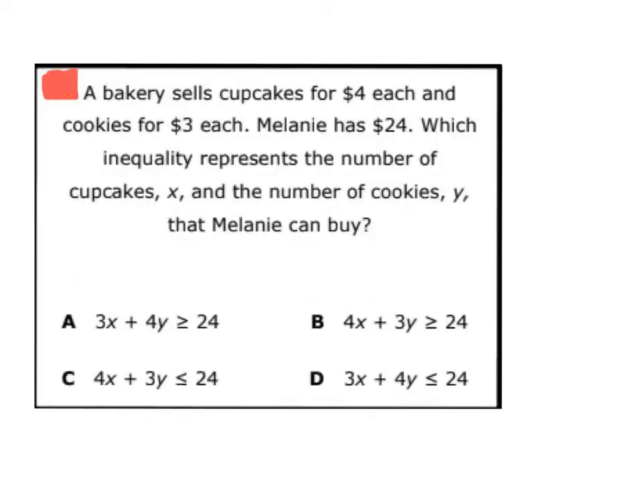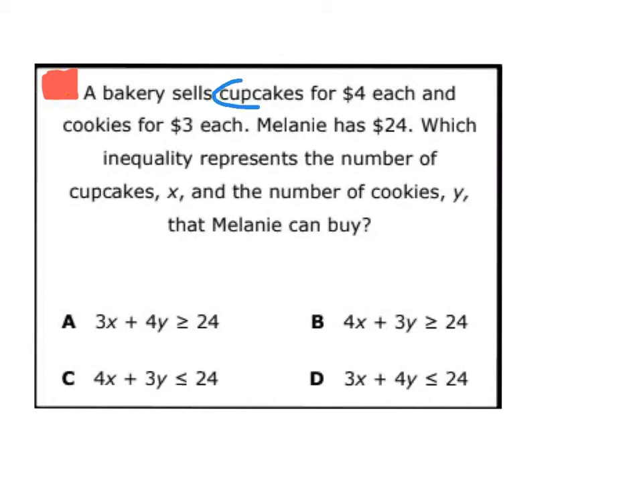All right, let's just take a look at this one more example. It says that a bakery sells cupcakes for $4 each and cookies for $3 each. Melanie has $24. Which inequality represents the number of cupcakes X and the number of cookies Y that Melanie can buy? Okay, let's just go ahead and make sure we circle some information.